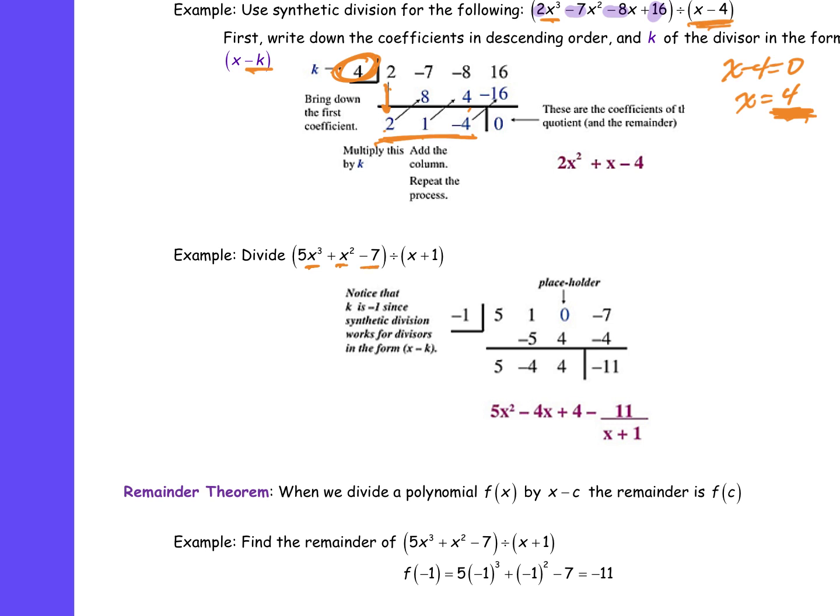The next little trick is, notice I have x cubed, x squared, no x, and then 7. I have to have a placeholder if there's not an x term. So I have to have a placeholder. Even if there's no constant, I have to have a placeholder. I'd put a 0 there. Okay, so I have to have placeholders. So there's 1 from all the way down. So we're going to do it. We're just going to start it.